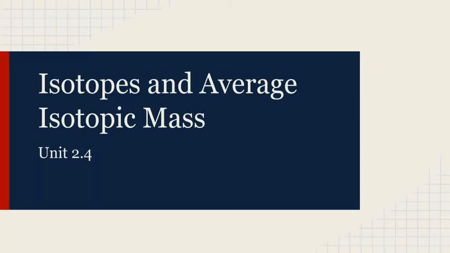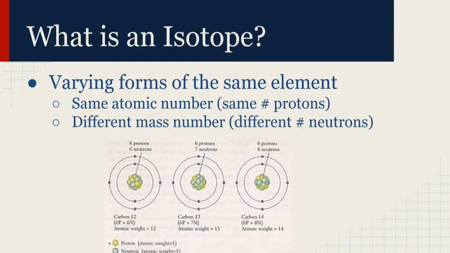All right, in this unit, we're going to define what an isotope is and how to calculate average isotopic mass. First things first, copy down the definition of what an isotope is. You also need to know how to define an isotope in terms of the atomic number and the mass number, as well as the subatomic particles, the protons and the neutrons.